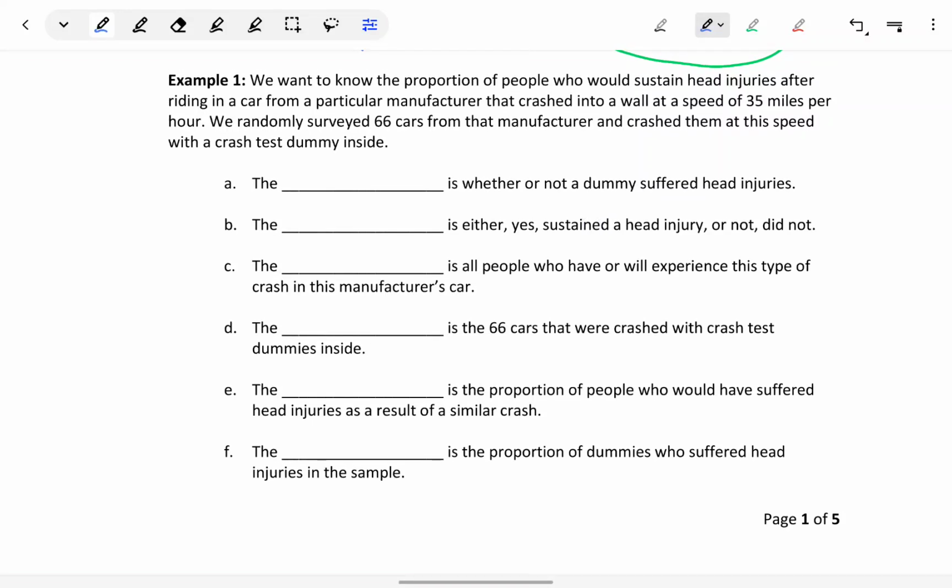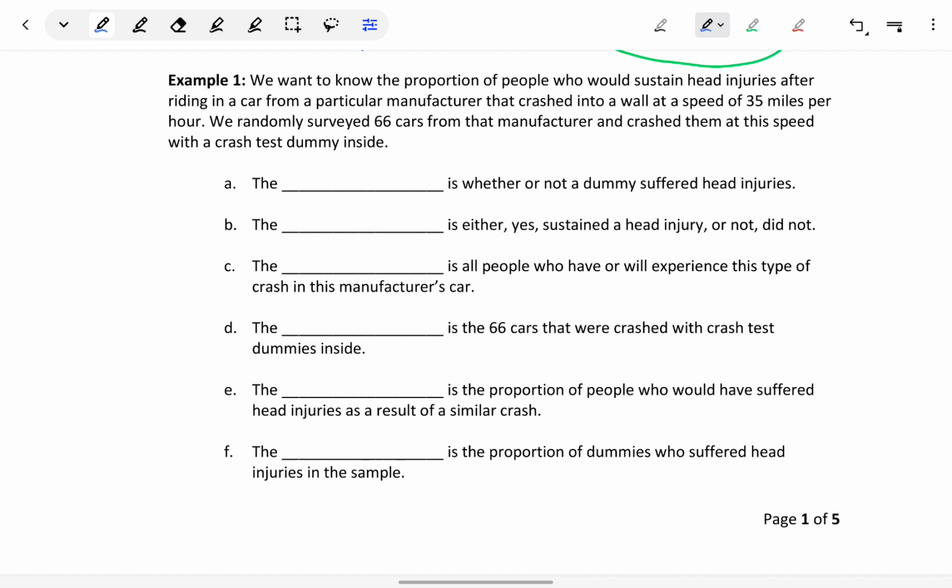In example 1, we want to look at applying some of these terms, some of these definitions, and we're told we want to know the proportion of people who would sustain head injuries after riding in a car from a particular manufacturer that crashed into a wall at a speed of 35 miles per hour. We randomly surveyed 66 cars from that manufacturer and crashed them at this speed with a crash test dummy inside.